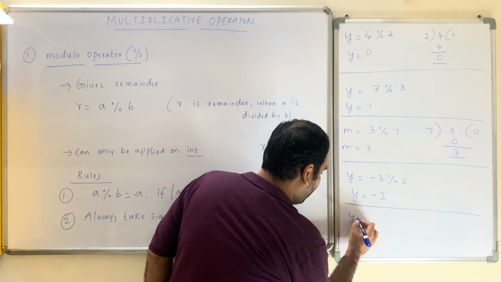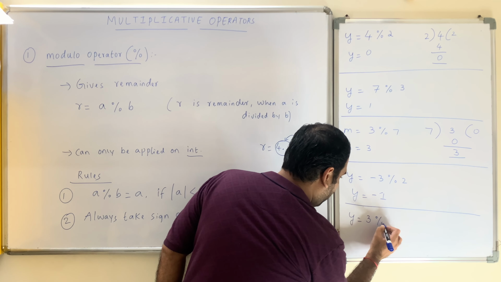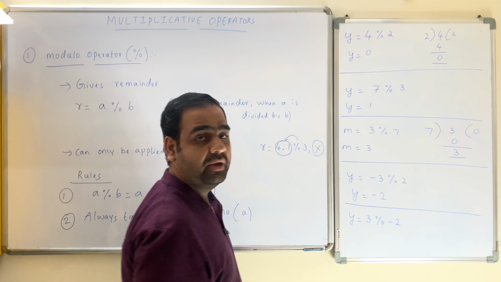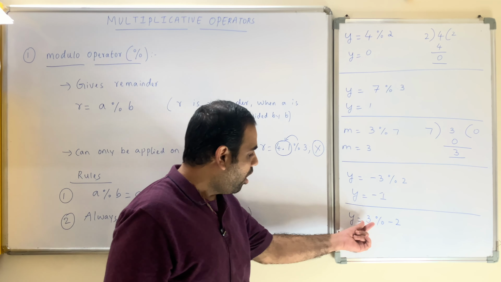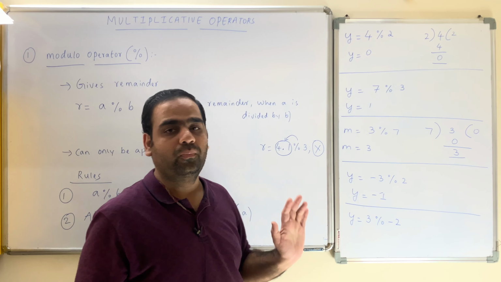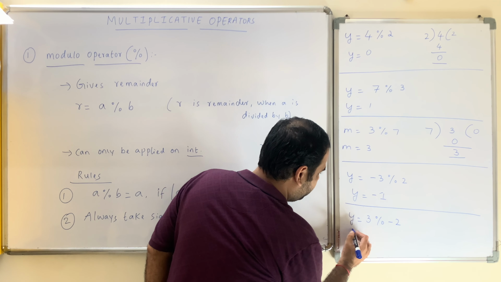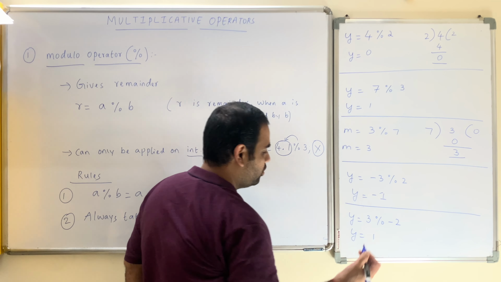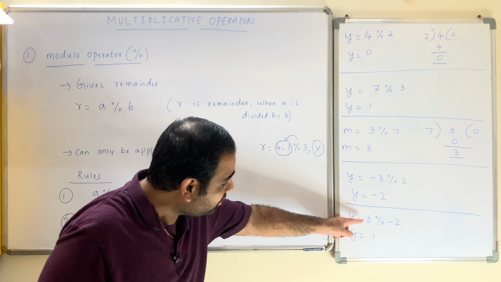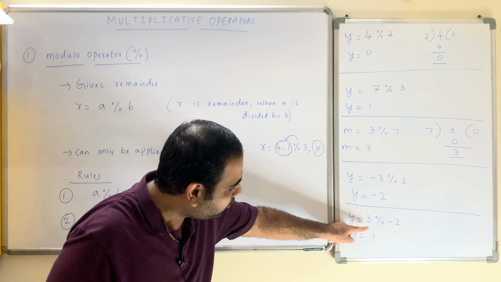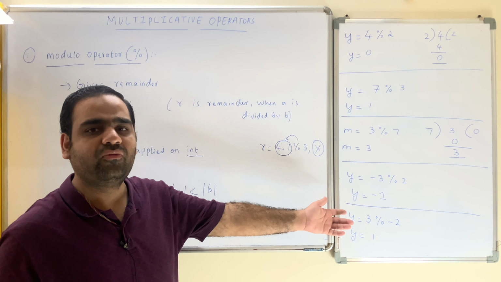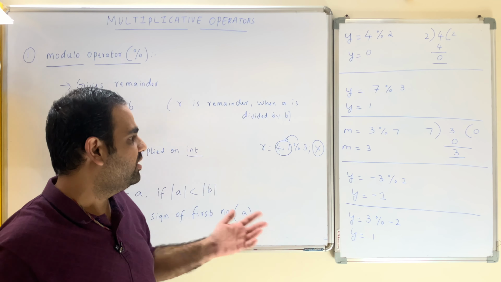Suppose we write y is equal to 3 modulo minus 2. Now, is mod a less than mod b? No. Therefore, first you evaluate 3 modulo 2. What is 3 modulo 2? It is 1. Now take the sign of the first number. The sign of the first number is positive. Therefore, the value of y will be positive as well here.